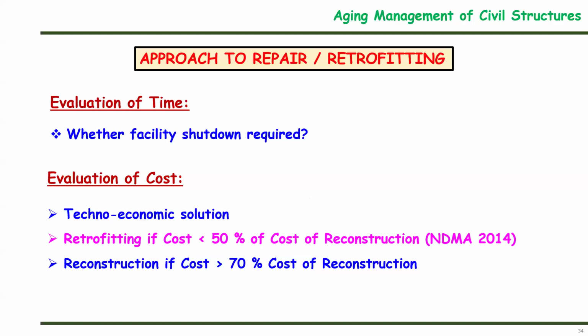Now, cost. Cost is a very important factor, and that can be assessed based on a techno-economical solution. Here I have put a thumb rule: if the cost of retrofitting is less than 50% of the cost of reconstruction, then I should go for retrofitting. And if the cost of retrofitting is greater than 70% of the cost of reconstruction, then I should go for reconstruction. This is a normal thumb rule which is adopted as far as repair and retrofitting schemes are concerned.